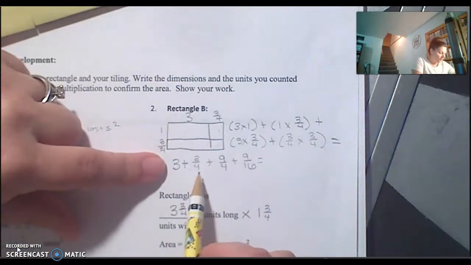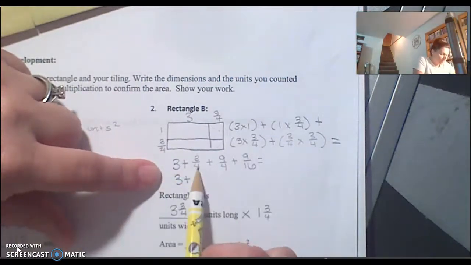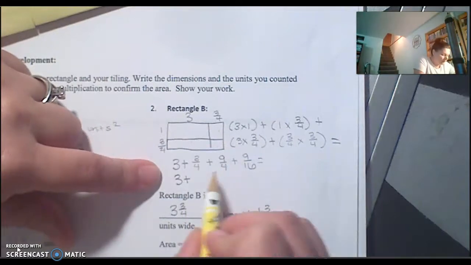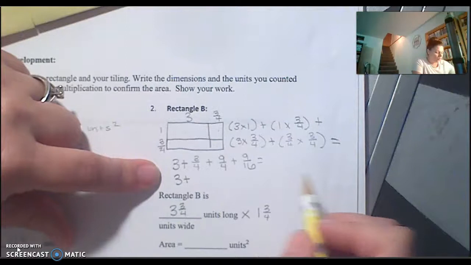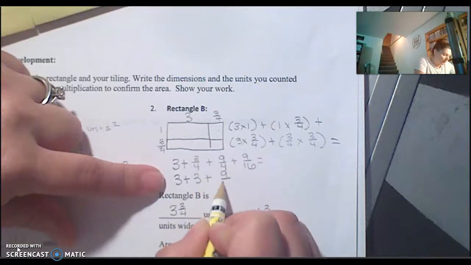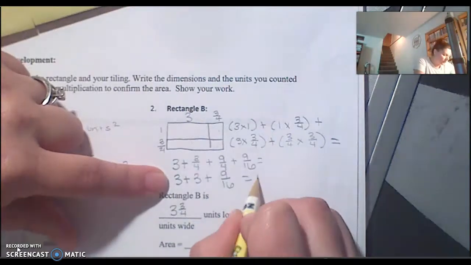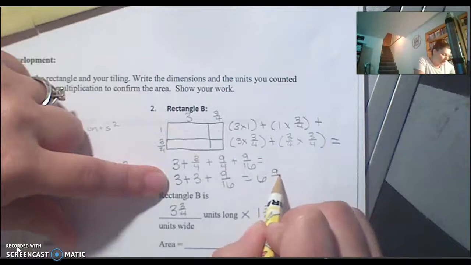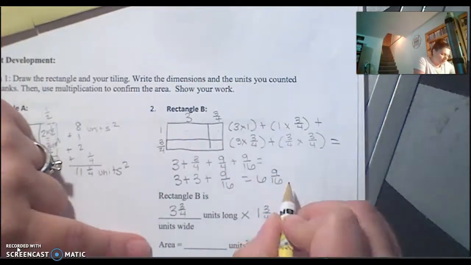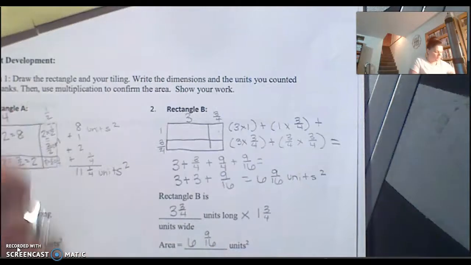The next thing we're going to do is add our fractions with common denominators. So we have 3 plus 3/4 plus 9/4 is equal to 12/4. And I know that 12/4 is equal to 3 wholes, plus 9/16. So now I have 3 plus 3, which gives me 6, and 9/16 units squared. So the area, which is length times width, for the rectangle B is 6 and 9/16.